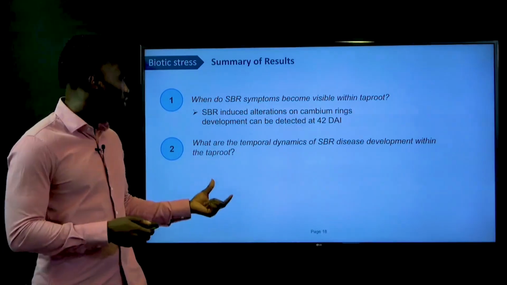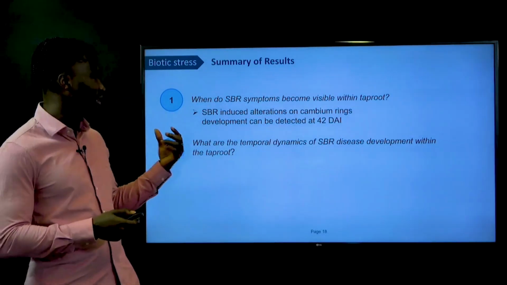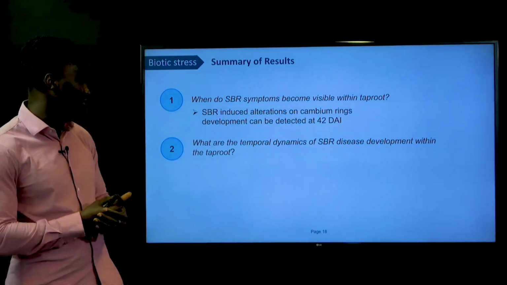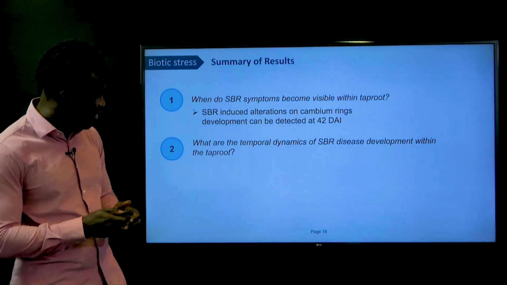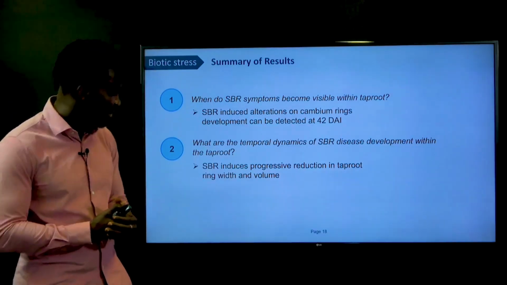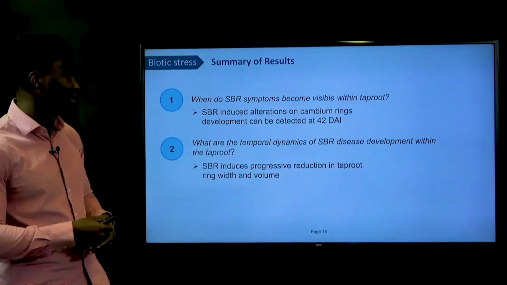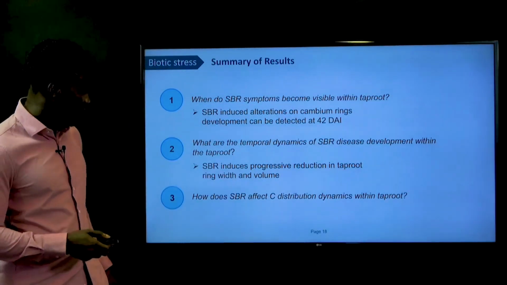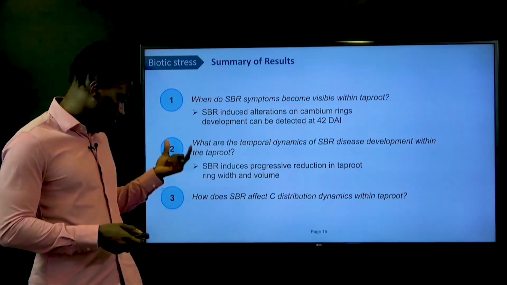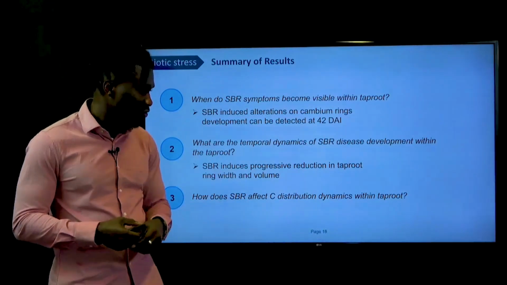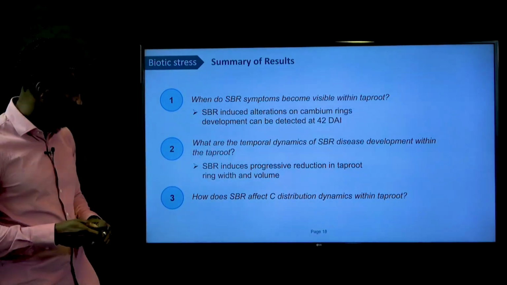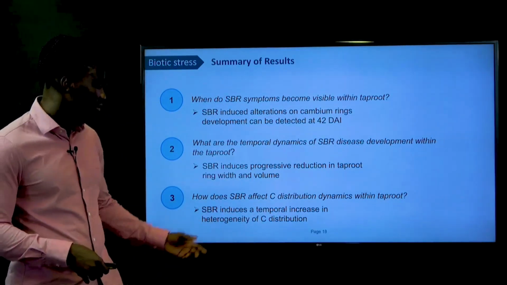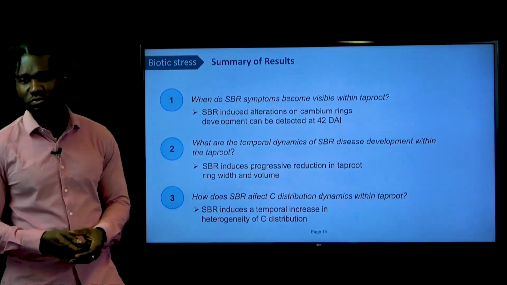Also, we wanted to know how the temporal dynamics of SBR disease development affect taproot development. And here, we could also have insight that SBR induces a progressive reduction in taproot ring growth and volume development. Last but not least, we wanted to know how SBR disease affects carbon distribution dynamics within the sugar beet taproot, and it was clear that SBR induces a temporal increase in heterogeneity in carbon resource distribution.